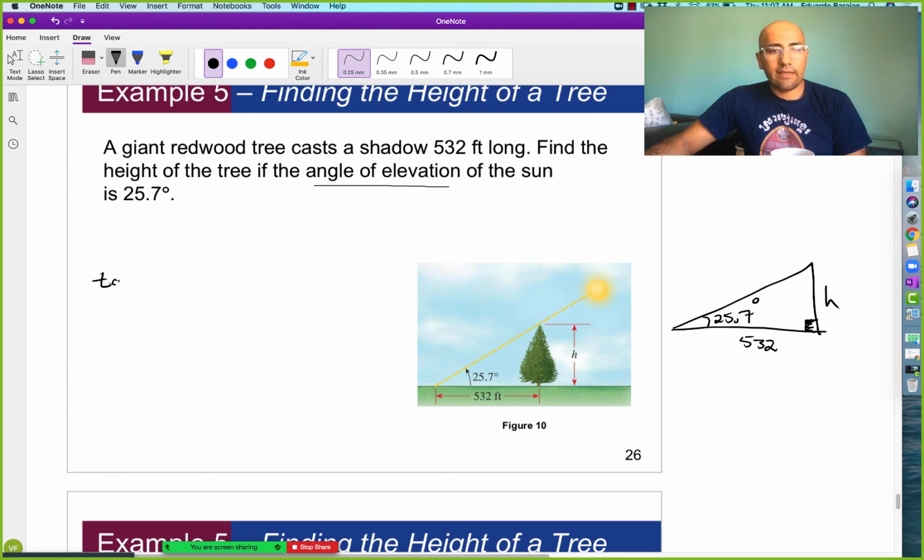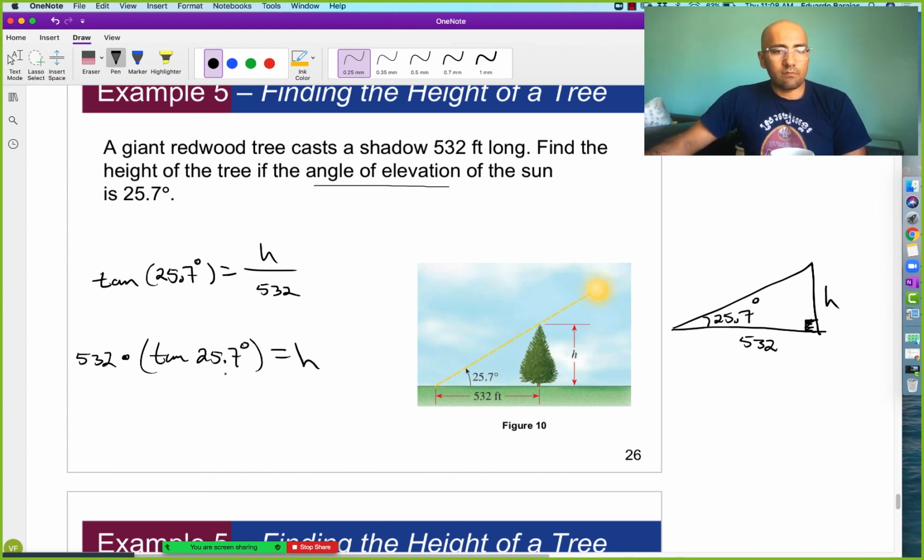So I want to say that tangent of 25.7 degrees must be equal to opposite over adjacent, h over 532. So 532 times tangent of 25.7 degrees is equal to h. And now that's just a pretty little button on my calculator.